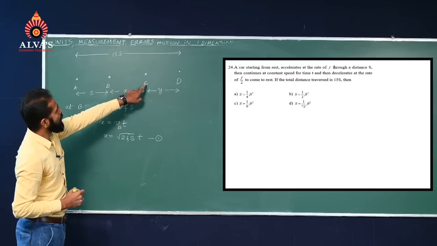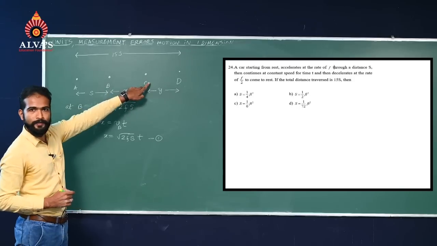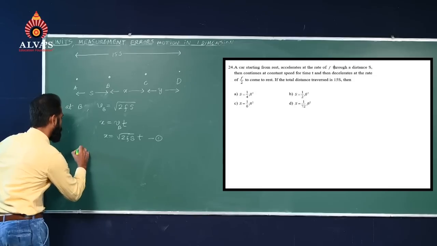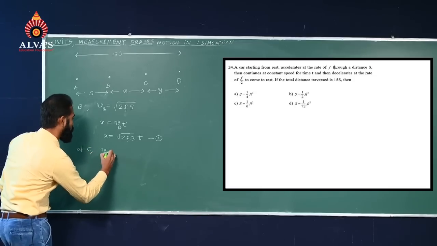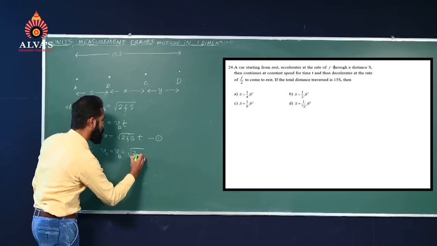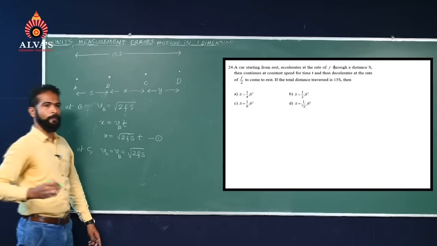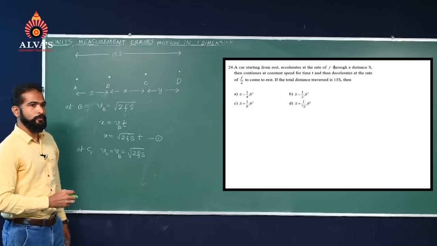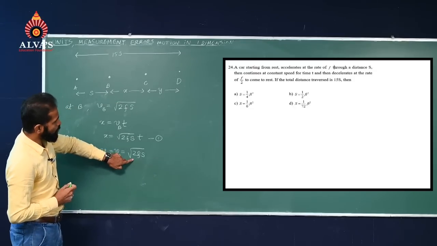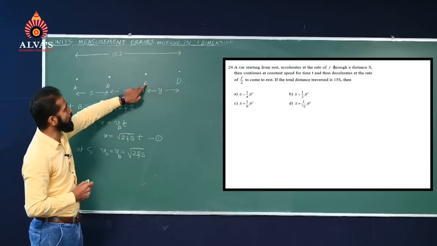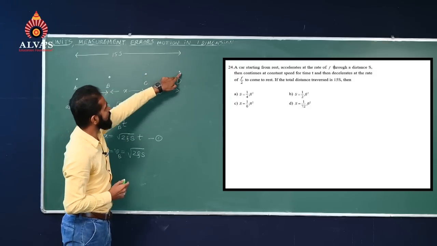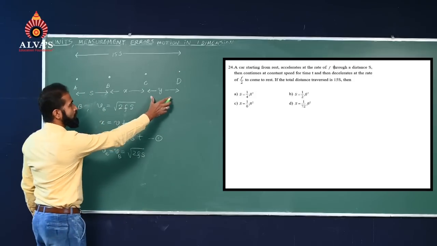But the velocity at B and velocity at C is the same, because the body is moving with a constant velocity from B to C. So the velocity at C and velocity at B will be the same, that is root of 2f into s. This is the initial velocity at point C. So the body is decelerating from C to D. I can calculate the distance y.